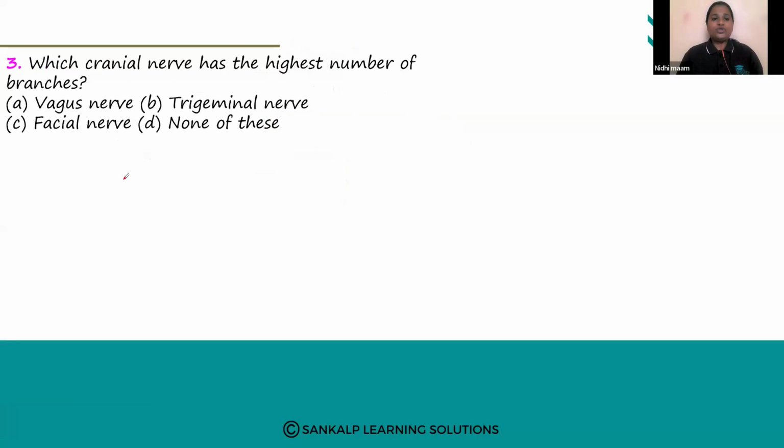Next question. Which cranial nerve has the highest number of branches? We have two types of nerves, cranial nerves as well as spinal nerves. Cranial means which arises from the brain. Spinal, as the name suggests, arises from the spinal cord. So which cranial nerve has the highest number of branches? Vagus nerve, trigeminal nerve, facial nerve, none of these.